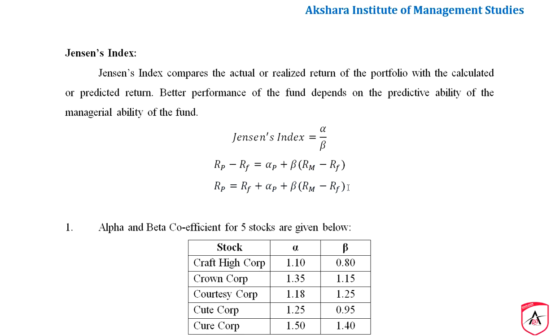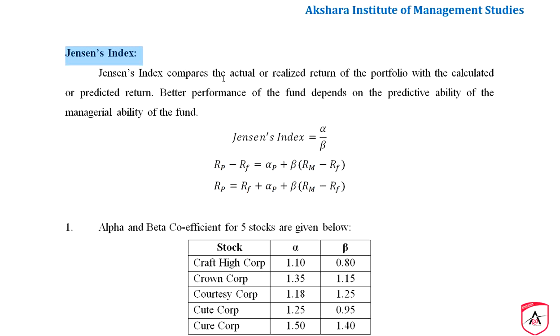Very good evening, students. In the last two classes we were discussing unit 6, performance of portfolio evaluation, and in that I have taught two methods. One is the Sharpe ratio and the other is the Treynor ratio, whereas the Sharpe ratio used the standard deviation method and the Treynor ratio used the beta method. And today we are talking about the third method, the Jensen's index method.